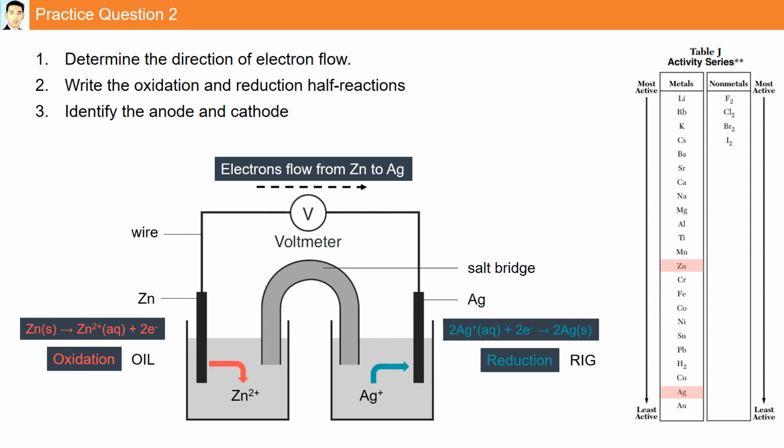Where's the anode? Where's the cathode? AN OX, oxidation takes place at the anode. RED CAT, reduction takes place at the cathode. From VAN, in a voltaic cell, the anode is negative. So we have the anode as being negative while the cathode is positive.